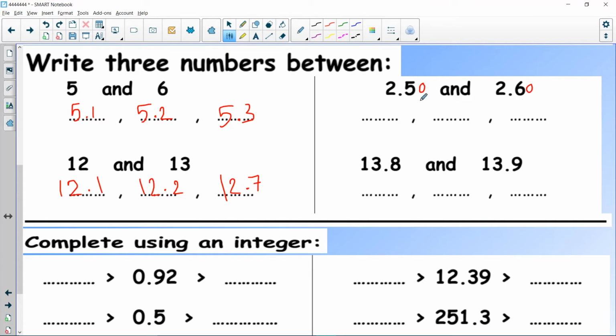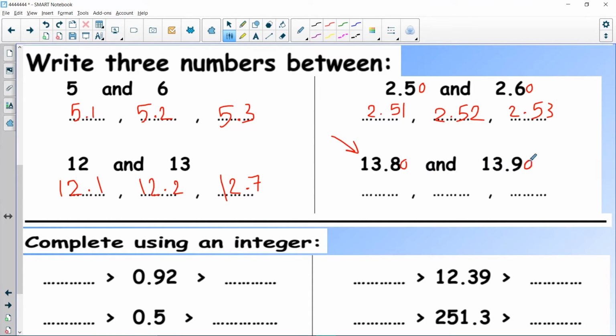After 2.50, 2.51, 2.52, 2.53. Can you solve this? It's very easy. 13.8 and 13.9. After 13.8, 13.9. Oh, this is the two zeros rule.